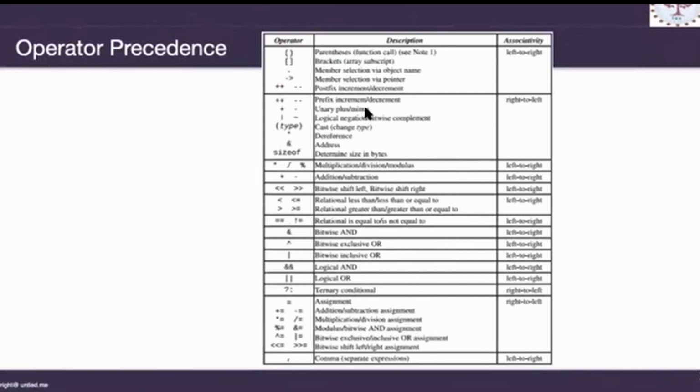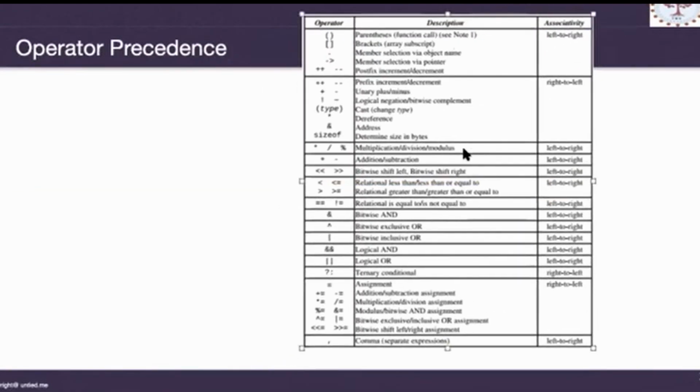You also need to understand that if multiple operators of the same type are coming in the same expression, which one will be calculated first. That will be decided by associativity, whether it will be calculated from left to right or right to left. So this associativity is also given here. If you have a complicated expression, then you can follow this table and decide which way things are calculated.